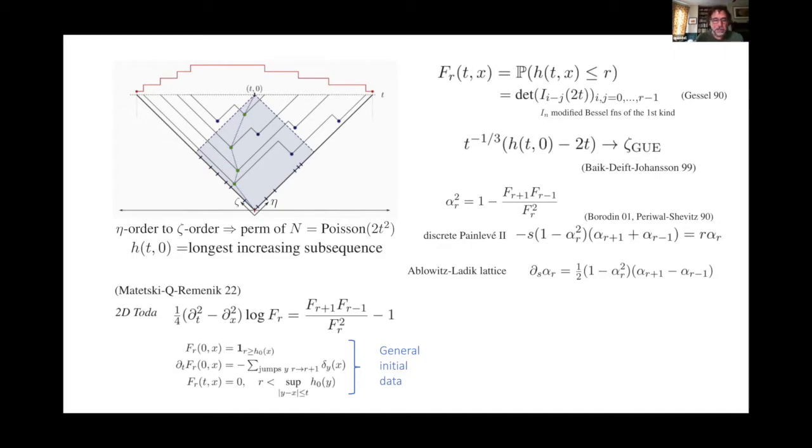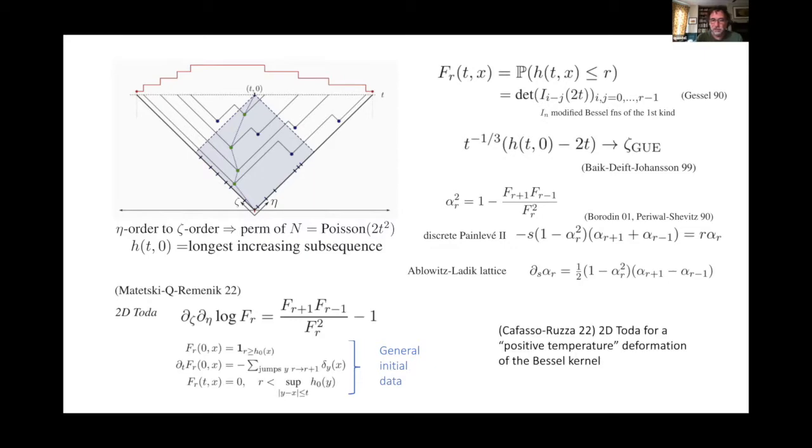Actually, a somewhat related result appeared just recently, by Cafasso and Ruzza, who considered a positive temperature deformation of the Bessel kernel, something related to what's above, and found that it also satisfies the 2D Toda equation. But that's more a deformation of the narrow wedge case, whereas we're looking at general initial data.